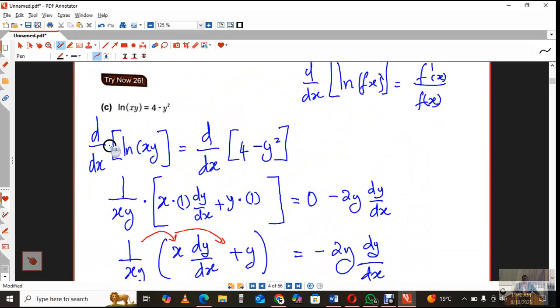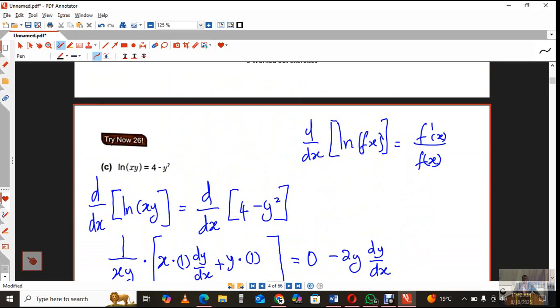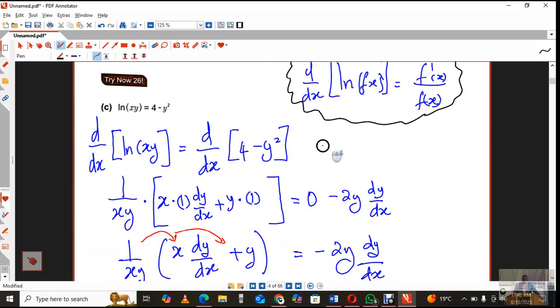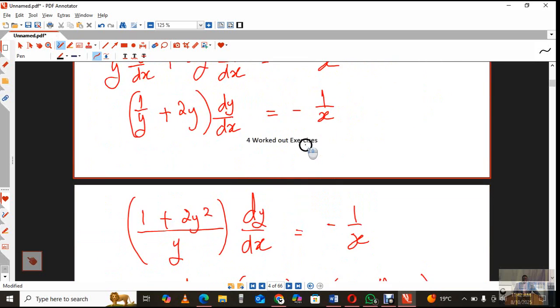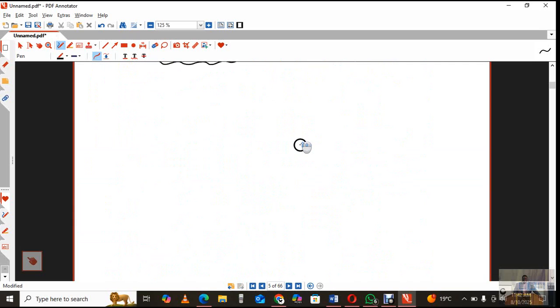So please take note, there's quite a number of things that you have to connect, and you just have to be a bit careful when you are applying your rules. Okay, there is one more, I believe, under this series, or two more. So what I have over here is Try Now 27. I decided to do the A part, which has got some trig.